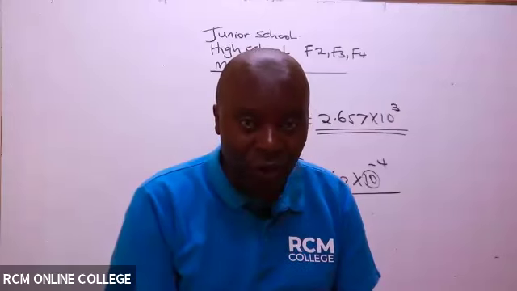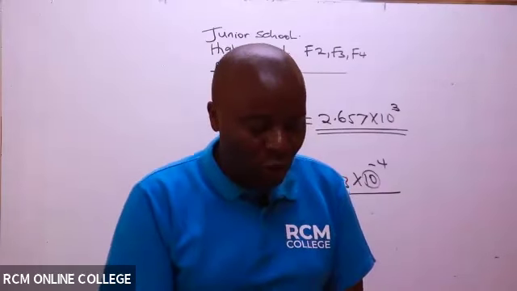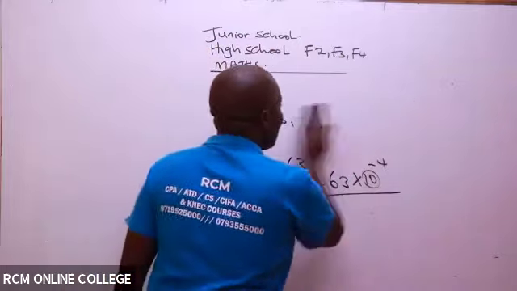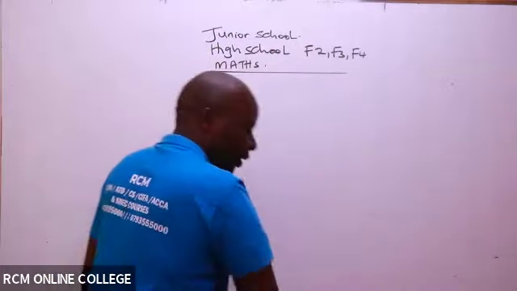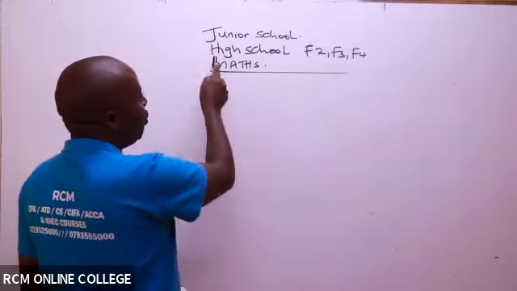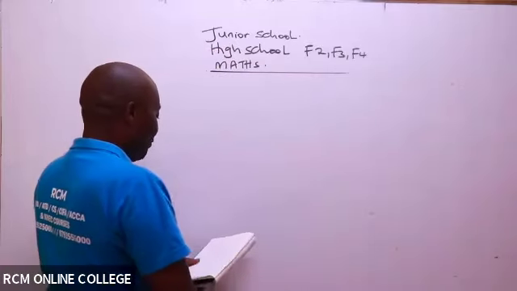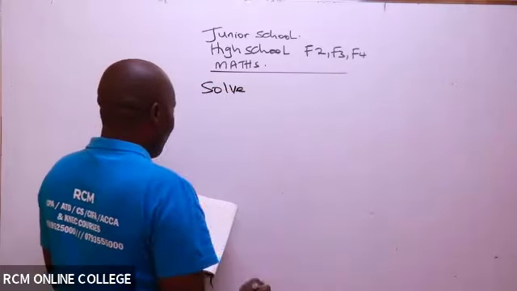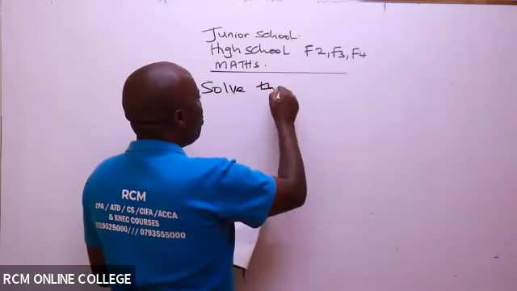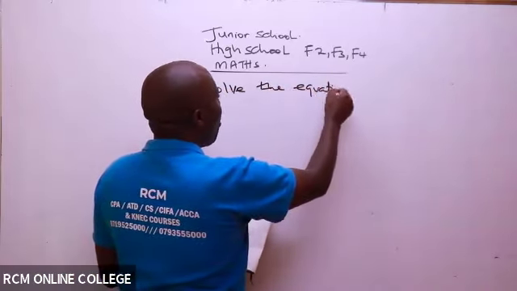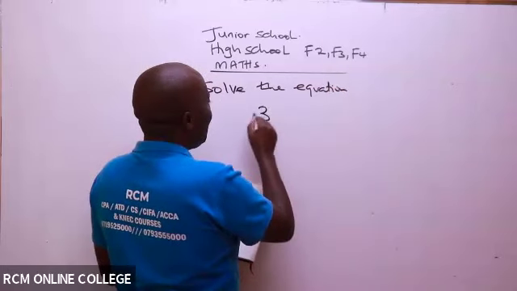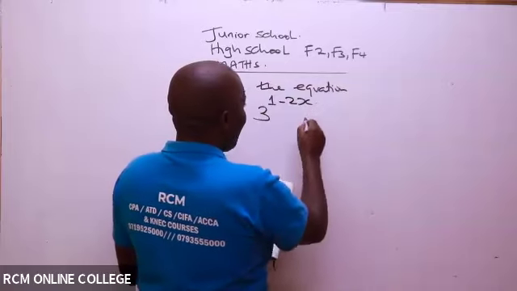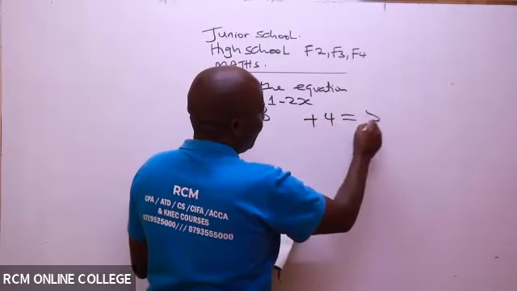Straight away to the second question. Question number 2, high school mathematics. We are told to solve the equation 3 raised to 1 minus 2x plus 4 equals 5.